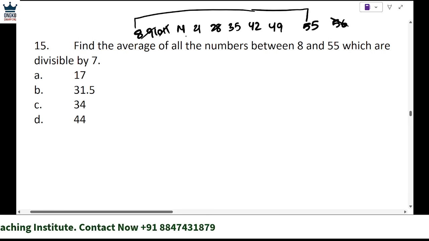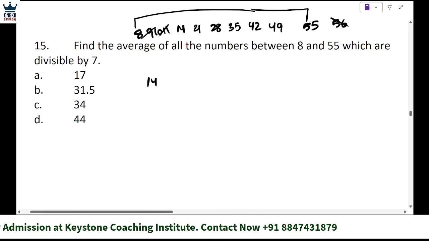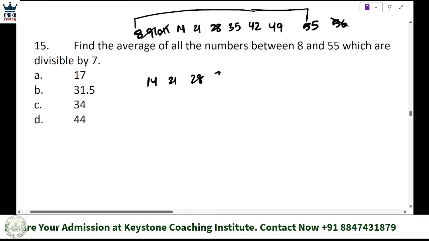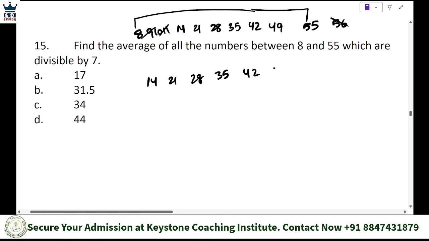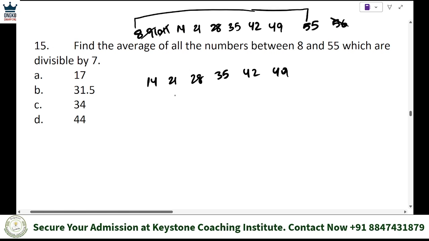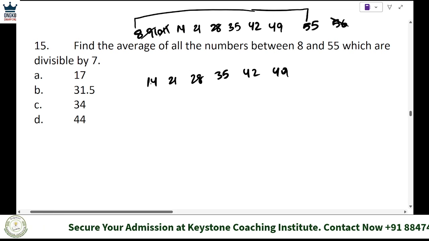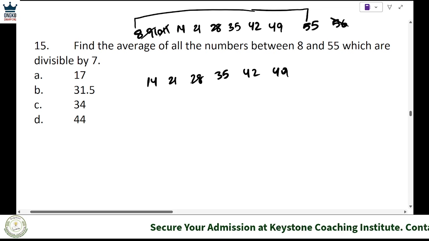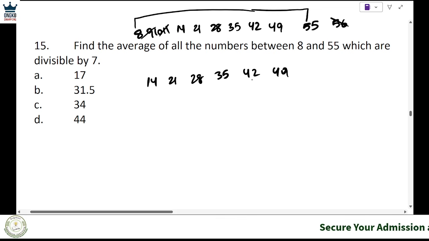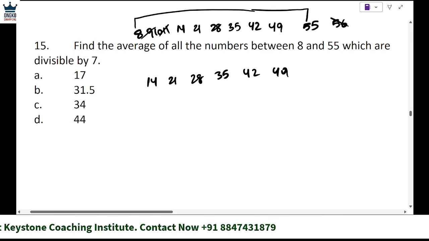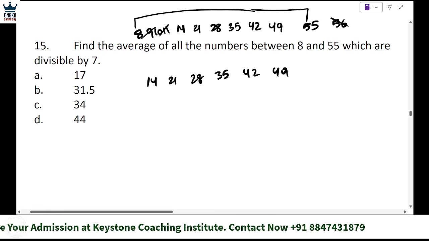So now we have 14, 21, 28, 35, 42, 49. These are the numbers between 8 and 55 which are divisible by 7. So average is the sum of observations divided by the total number of observations. So the sum is 14 plus 21 plus 28 plus 35 plus 42 plus 49, divided by the count, which is 1, 2, 3, 4, 5, 6, so divided by 6. You will get the answer. But here let me give you a smart approach.